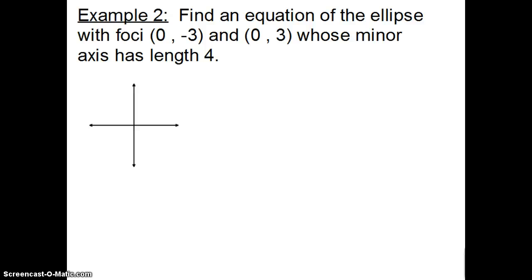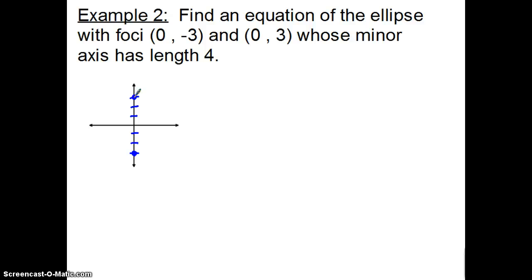All right, so let's go ahead and plot what we have. 0, negative 3. I'm going to put a dot there. That is one of our foci. 0, positive 3 is the other focus. All right, so my ellipse doesn't actually go through those points. Those 2 points are not on my ellipse. Those are inside my ellipse. So we'll have to be careful not to draw our ellipse through those points.